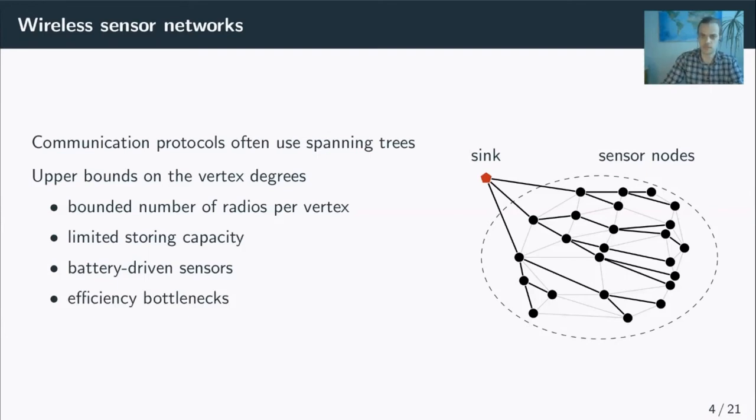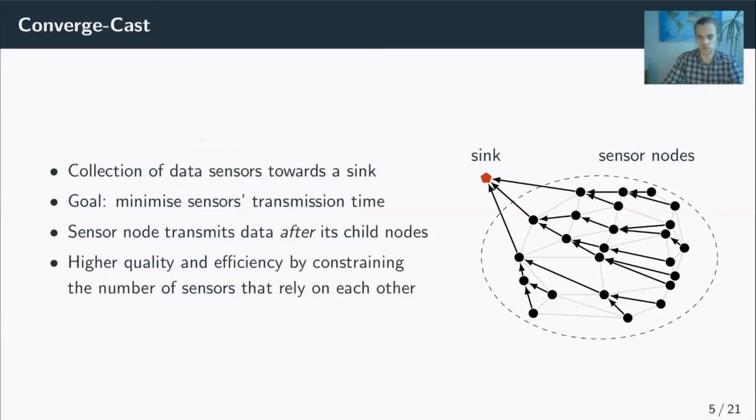So let us inspect one typical use case in more detail, and this is the so-called converge-cast process, where you want to collect the data of all sensors towards the sink.